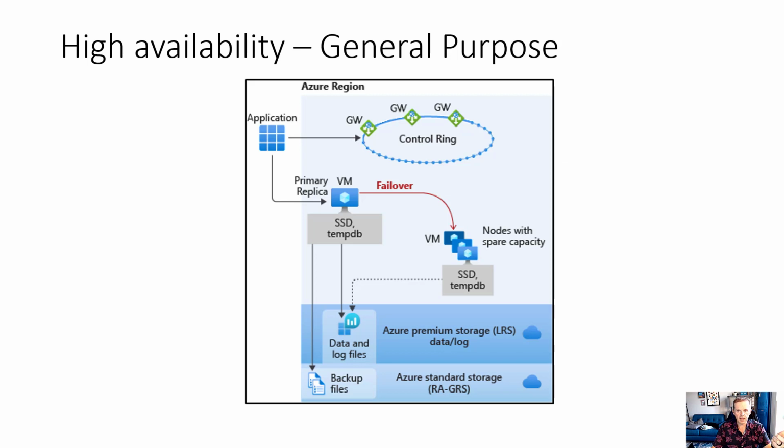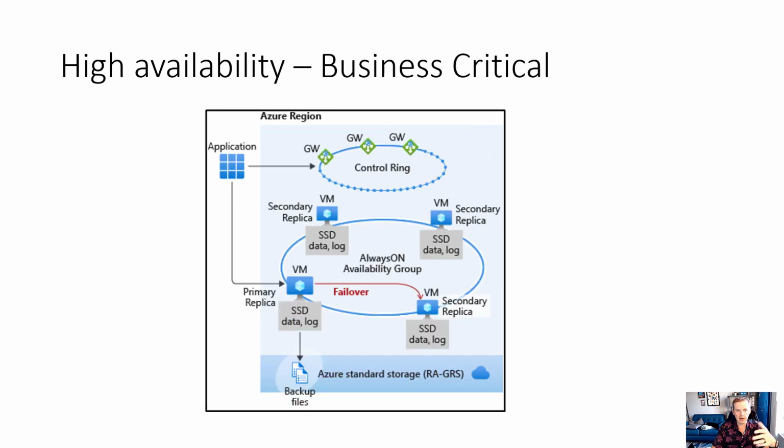Now, this will make more sense why business critical is more expensive, because here, each VM has their own SSD that's local to it. Those SSDs hold the local data and log. So the primary is just a node with local storage, not hosted in a different storage account. And the primary replica and secondary replicas each have their own data files, and it uses availability groups to keep those databases consistent with each other. Azure manages all of this for you. You don't have to think about it. You don't have to set it up. All you have to do is just pay for it when you want to use it.